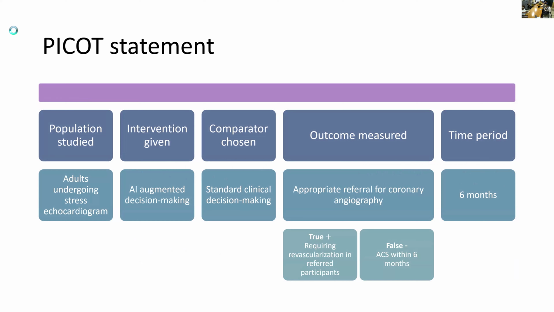And how do they define appropriate? A true positive is somebody who is referred for angio and requires revascularization. And a false negative is you didn't refer them for angio, and in the next 6 months they had an MI. So you went through this pathway, you said that okay, you don't need angio, I won't refer you for angio, but this person has an ACS. So that's your decision-making failure. And the time period, we only followed up for 6 months.